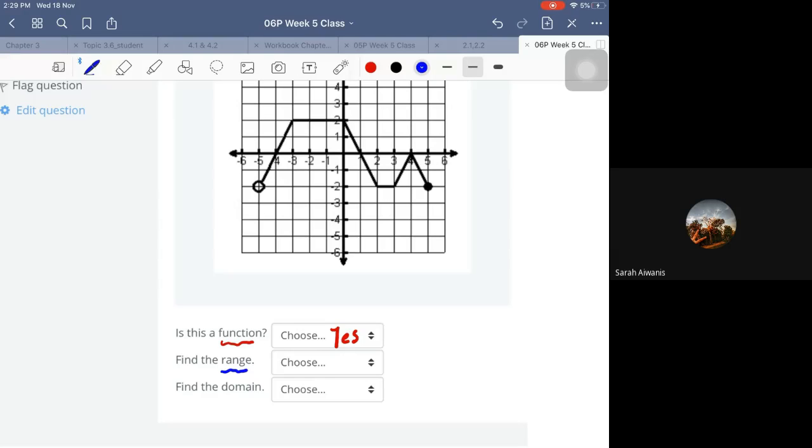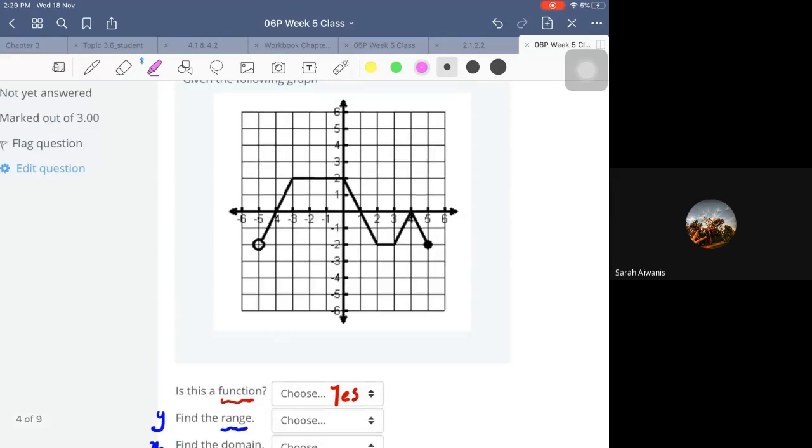Y. Exactly. For range, I have to refer to the y-axis. For domain, I'll be referring to the x-axis. Sekarang nak tengok range dulu. So this is going to be my y-axis. So I have to observe the minimum and the maximum value on my y-axis.